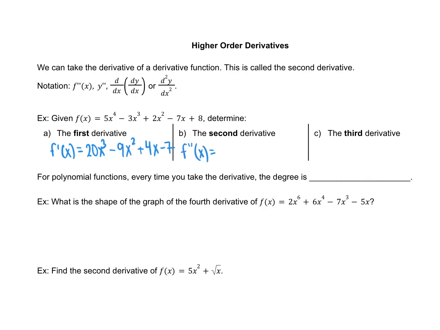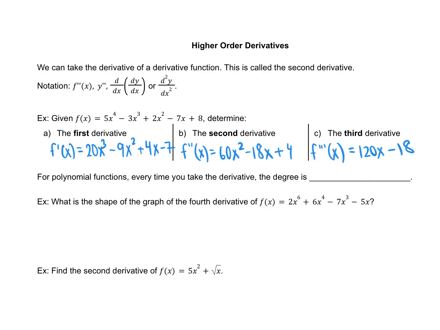The second derivative, so I'm going to do a double prime. So I'm going to take the previous derivative and take its derivative. So 20 times 3, 60x squared. 9 times 2, 18x, and plus 4. And now I'm going to go one more time. The third derivative, so f triple prime. 60 times 2x minus 18.